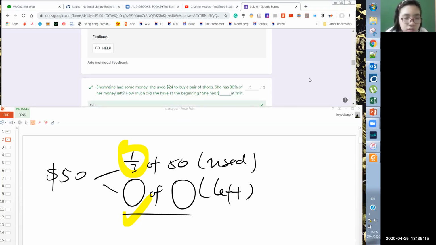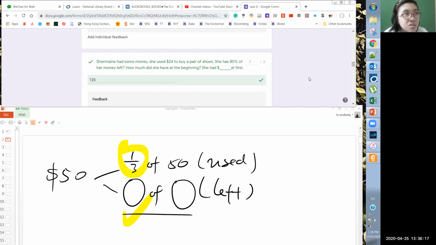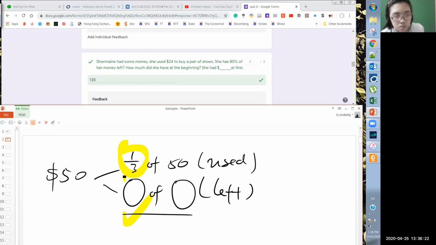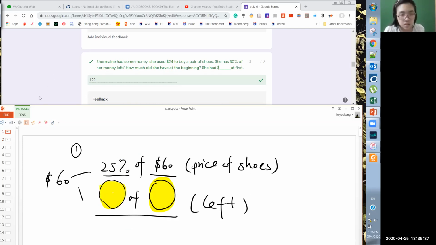2/3. Yes, so 2/3 is left. So how do you fill up this? The second circle. So 2/3 of what? Of the 50. Very good. This is the thing you need to fill up. So what do you do for these two circles?